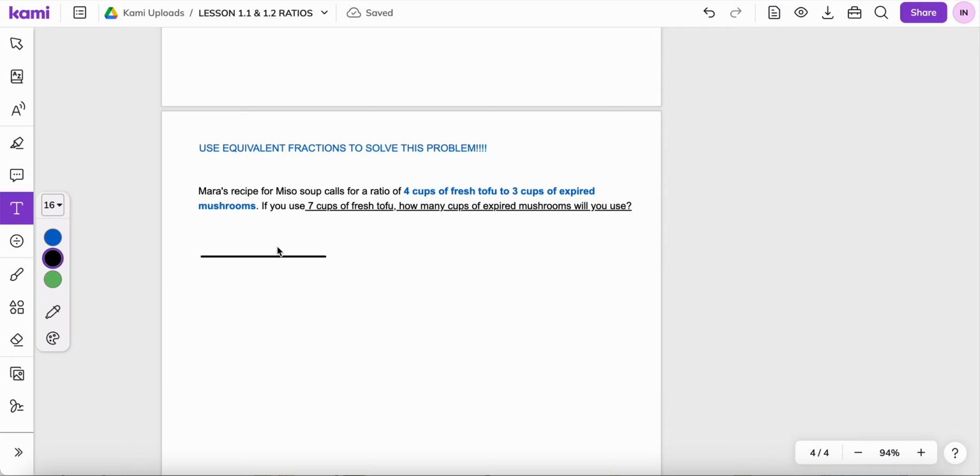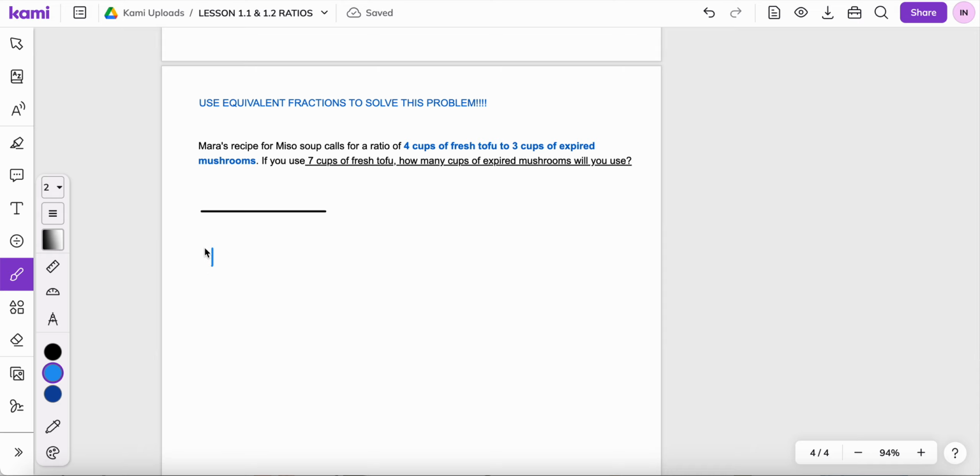Okay, so we want to find out how many cups of expired mushrooms we need. So I'm going to do cups of tofu over mushrooms, since that's the ratio given. We don't want to find out total or anything, so that's why I'm going to do 4 over 3, just part over part. So we know that the amount of tofu we have is 7, so that's going to be our numerator, since tofu's on top. But the thing is, we don't know how many expired mushrooms we will use.